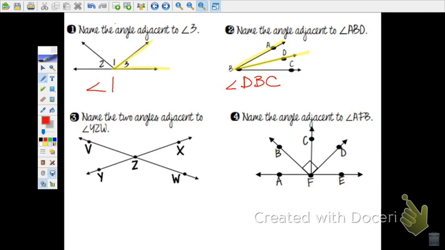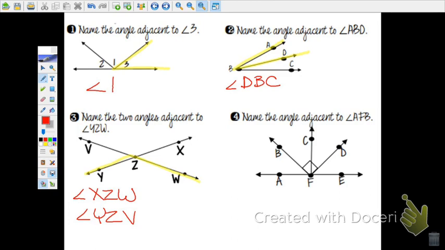Number 3 says to name the two angles adjacent to angle YZW. So what would be one angle that's adjacent to angle YZW? Angle XZW. What's the other adjacent angle? Angle YZV, the one here. Okay, so again, those adjacent angles need to have one side that they share.